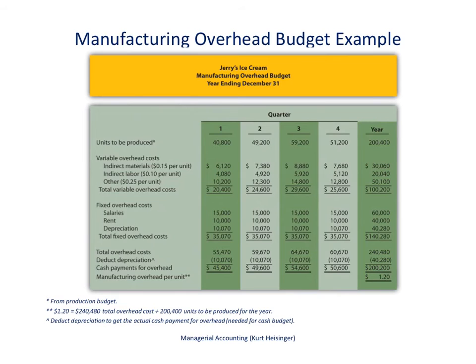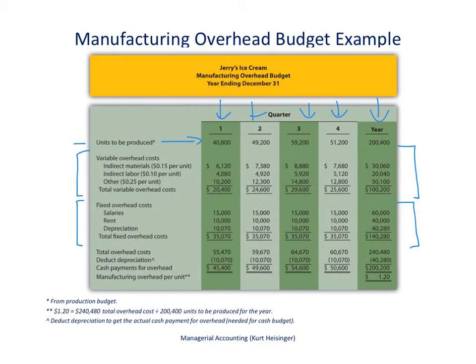With the manufacturing overhead budget, we start again with the units to be produced, and that comes right from the production budget. We then break out our overhead costs into variable components, and you'll see that in this section, and fixed components, and you'll see that in this section. And we do it by quarter, as we've done with all of the other budgets as well, and then there's a total for the year.